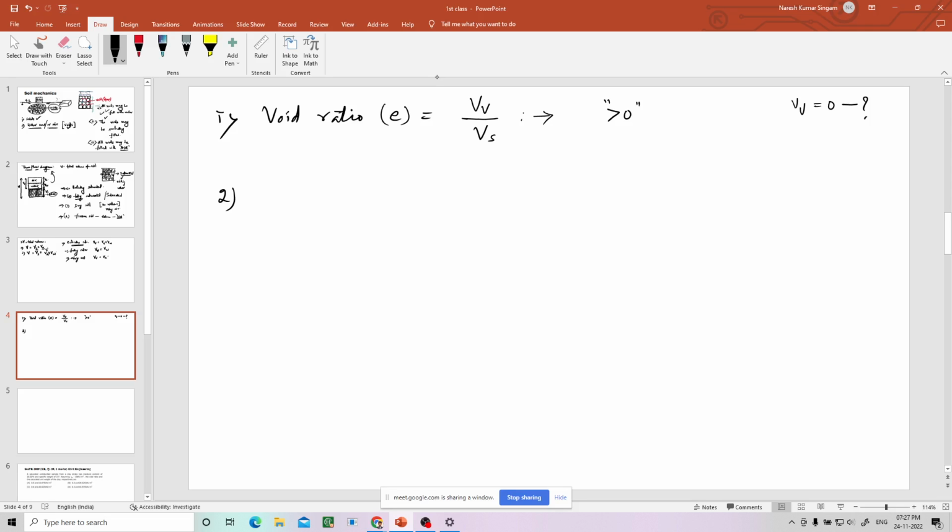Whether it is more than 100% or not, that we will check. Actually, this is not the definition; the definition is just the ratio. If I want to calculate the percentage, let us say Vv by Vs into 100, or else you can take 1. Whether it is greater than 1 or not, let us check. For it to be greater than 1, Vv should be greater than the volume of solids. So can it happen that volume of voids is greater than volume of solids?